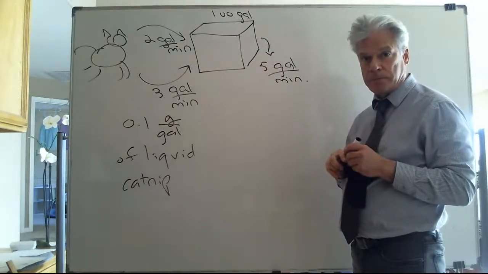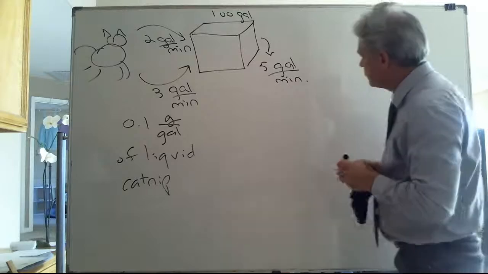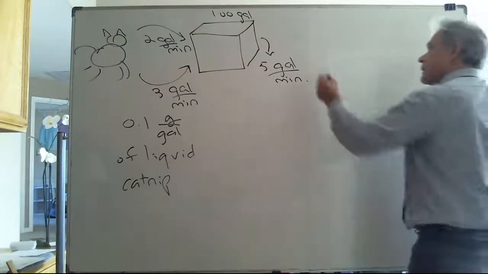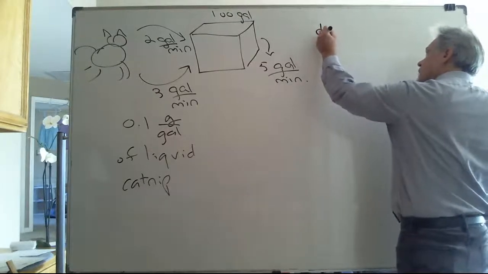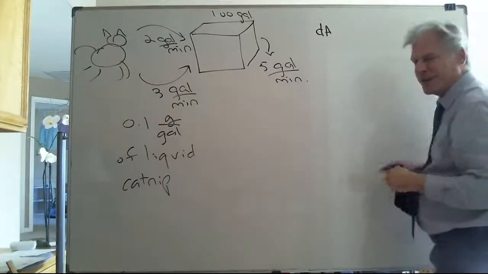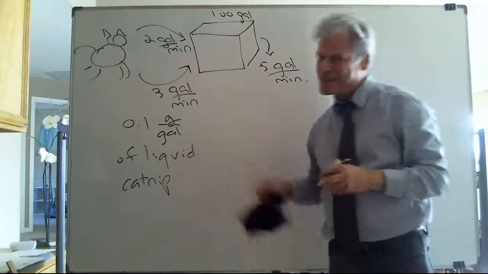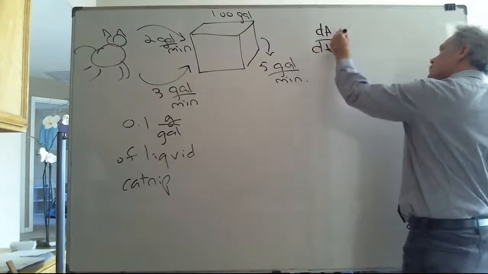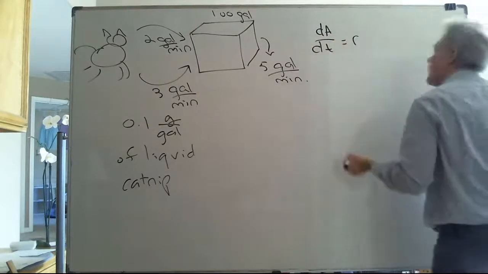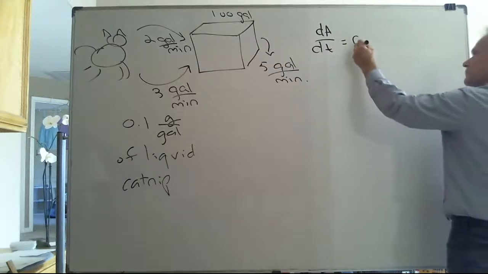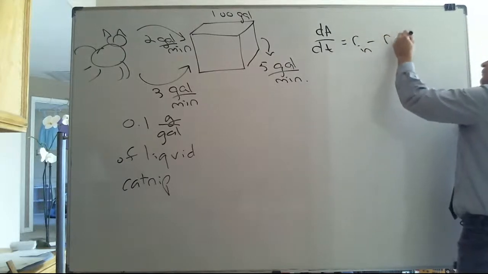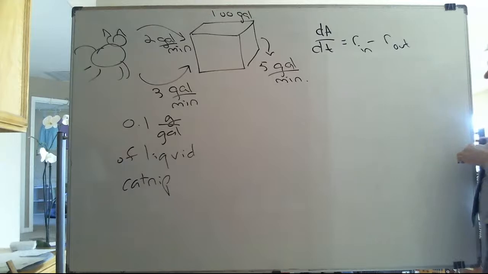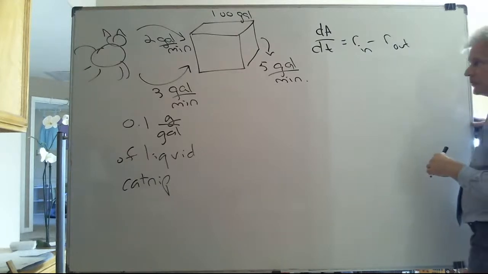So to figure this out, I'm just going to note that the rate at which the amount of catnip in my tank is changing with respect to time t can be interpreted as nothing more than the rate at which that liquid catnip is coming in minus the rate at which it's going out. I'm just trying to build a differential equation out of thin air.